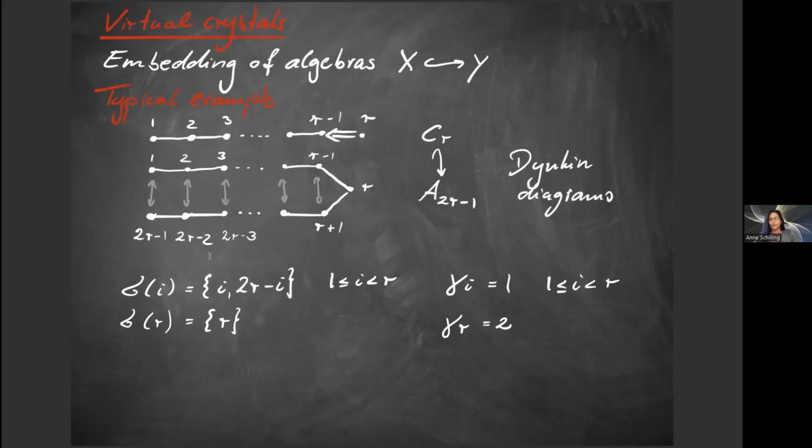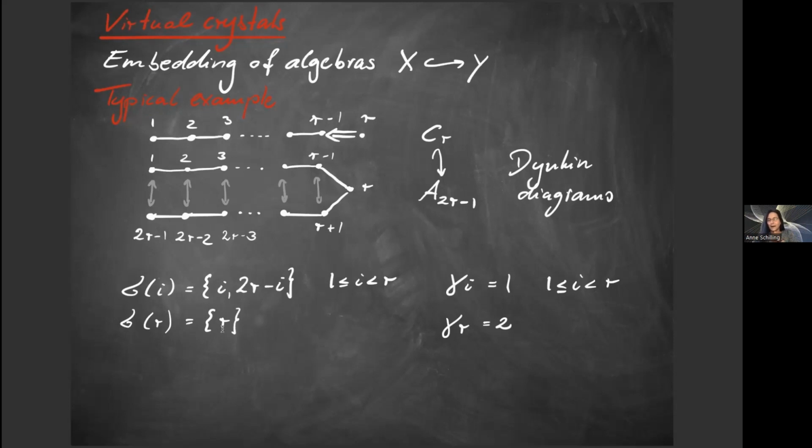And to define the virtual crystals, the functions that are actually important for us are the sigma. So the sigma just tells me which nodes in the Y algebra are sort of folded together to give me a node in the type X algebra. So here in this example, you can see that the nodes i and 2r minus i are folded together to give us the node i for type C_r. And then the rth node is actually just a singleton. So sigma of r in this case is just r.